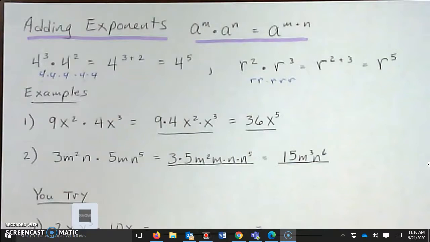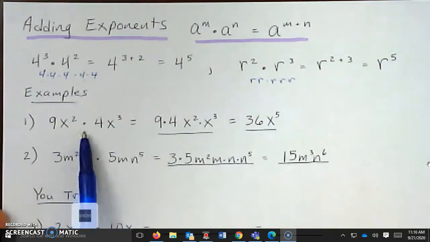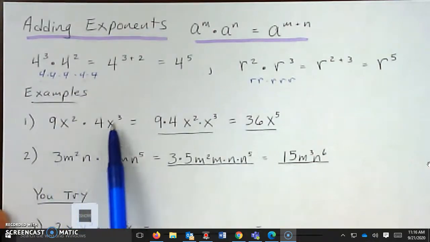Now the difference today is you're going to have numbers in front of the variable. These big numbers here, because they're not these little exponents, are called coefficients. It's just a fancy word for the big number in front. So that really is 9x squared. Actually, there's a hidden multiplication in there. But anyway, today we're going to see stuff like this. So our problem is 9x squared times 4x to the third.